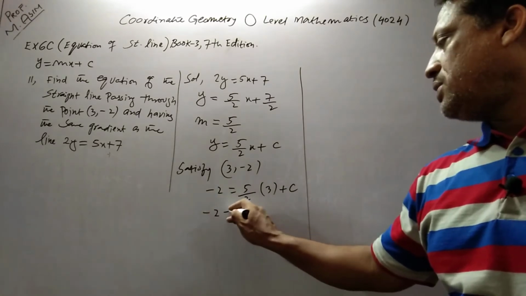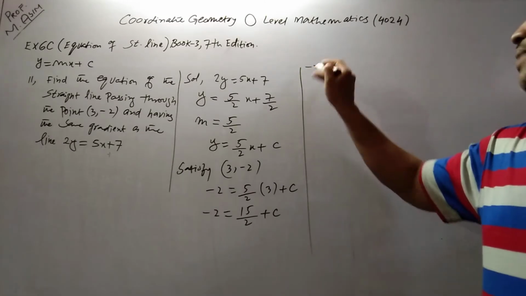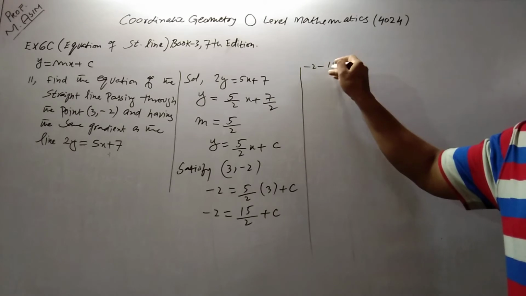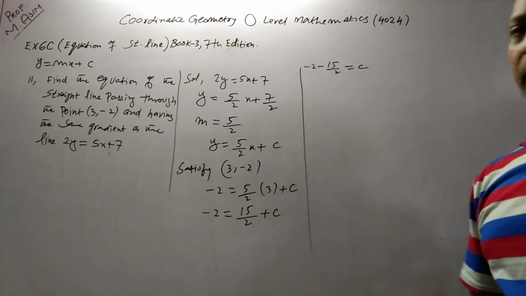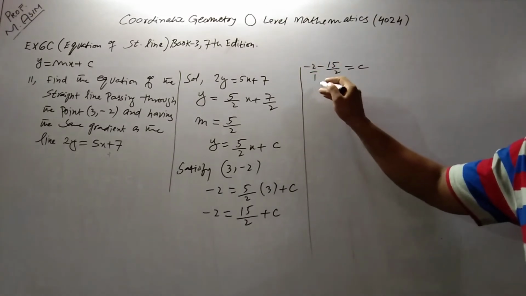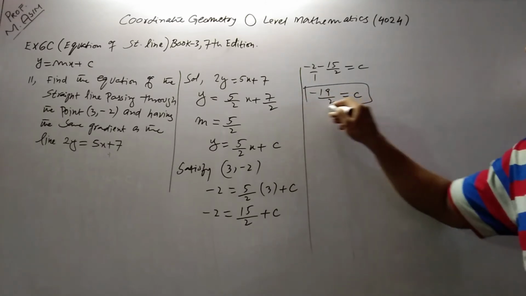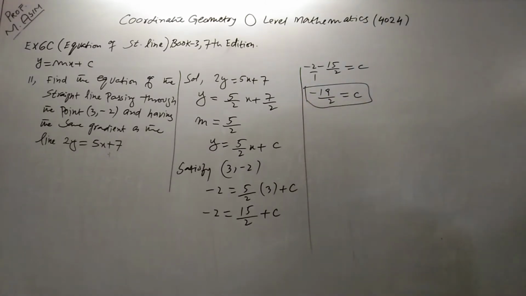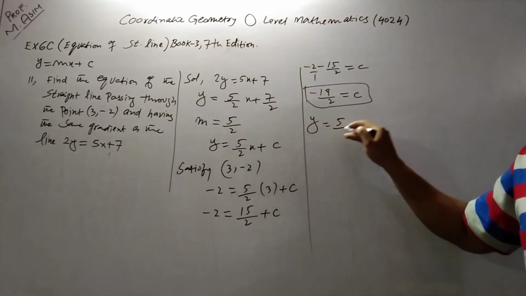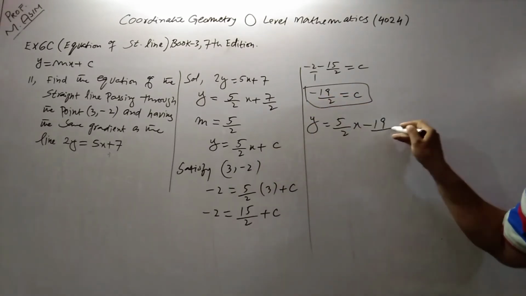So -2 = 5/2 times 3, that is 15/2, plus c. Shifting this 15/2 to the other side, it becomes -2 - 15/2 = c. Take the LCM of 2: -4 - 15 over 2, which is -19/2. So the value of c is -19/2. Therefore, the final answer is y = 5/2 x + c, where c is -19/2. Answer.